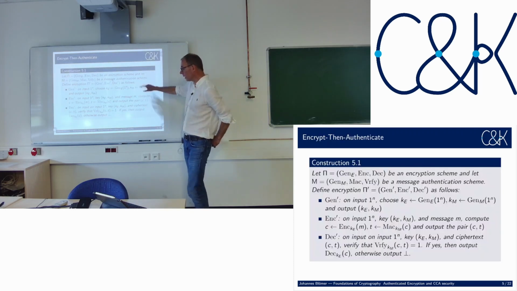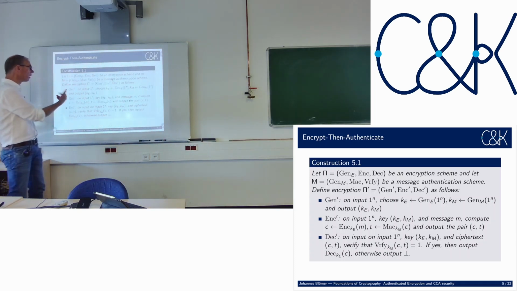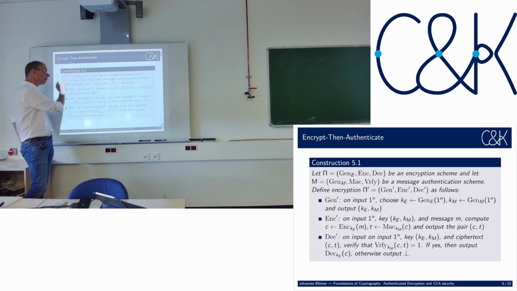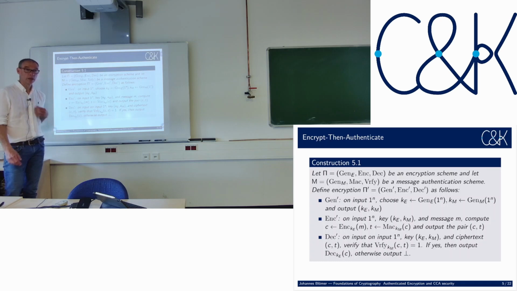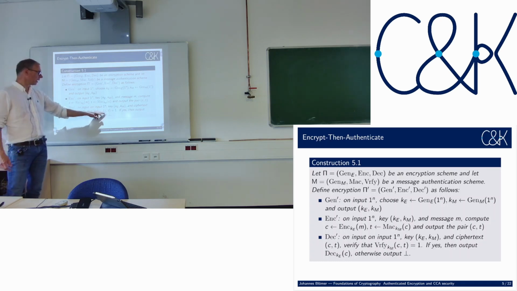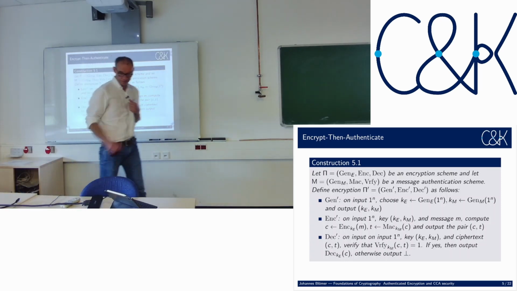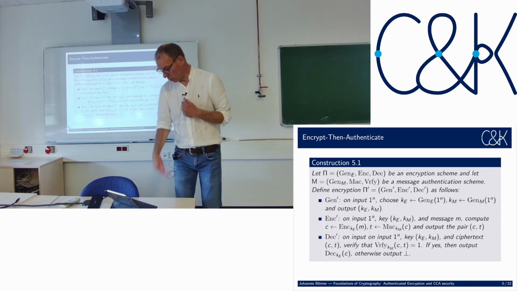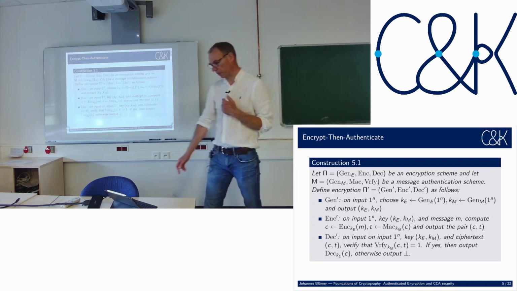So this is then the more formal way of describing this. The key generation now generates a key for the encryption scheme and the key for the message authentication code, and then we encrypt and authenticate. And the verification first checks that the tag T is a valid tag for the ciphertext. If not, it outputs a failure symbol. Otherwise, it decrypts the ciphertext and gives you back the message. So if the ciphertext does not verify using the tag, then you just output this failure symbol.